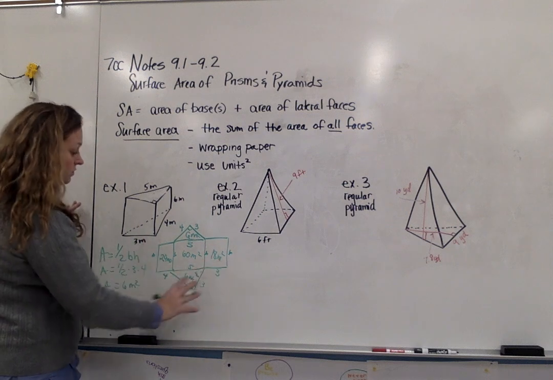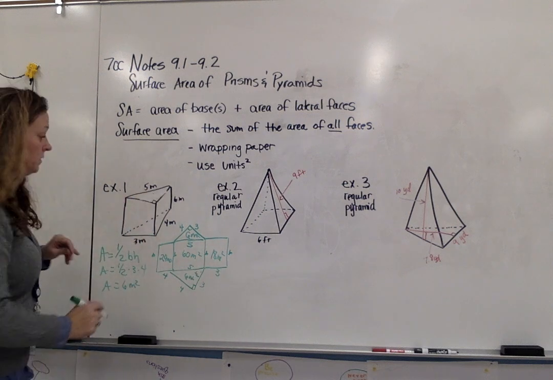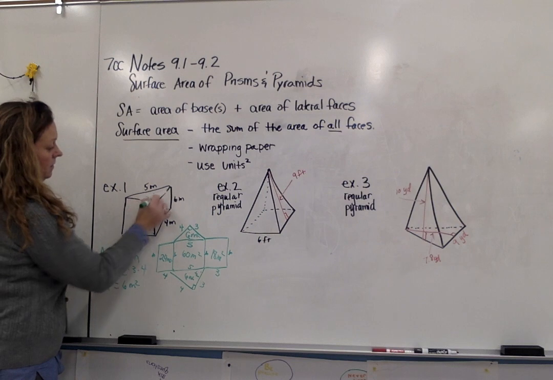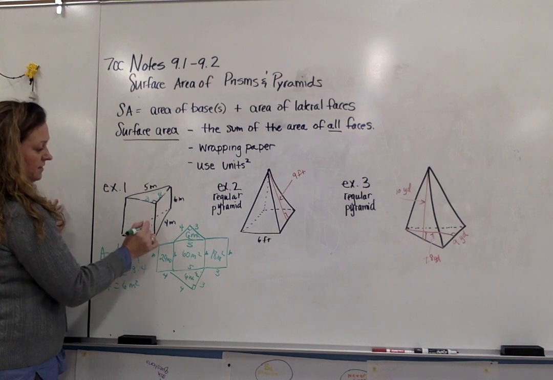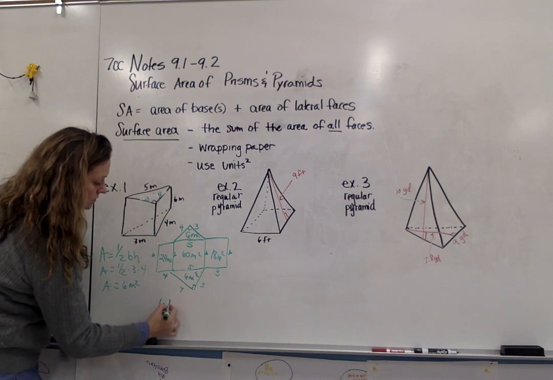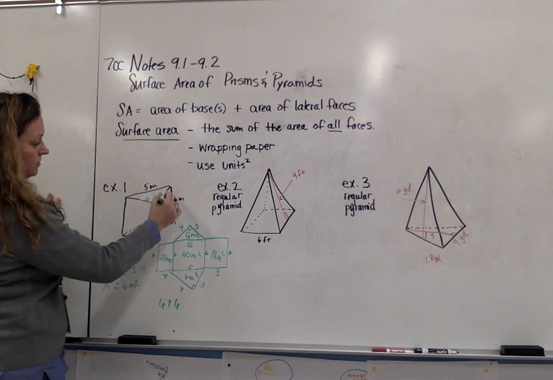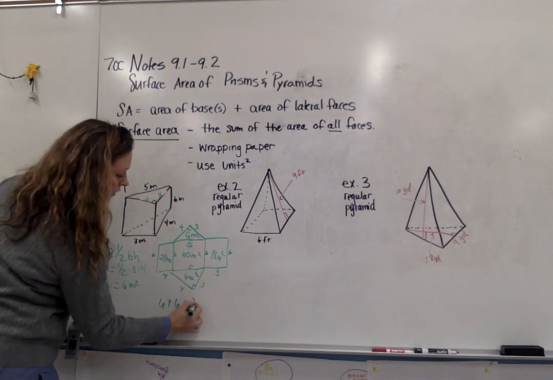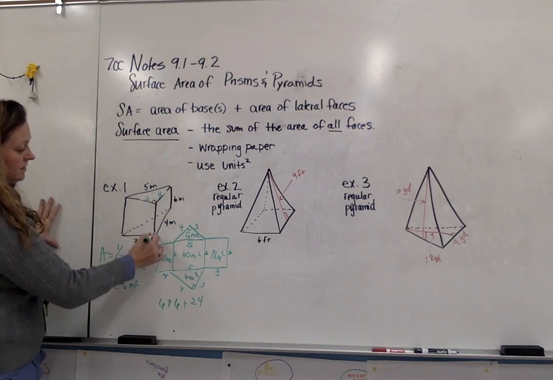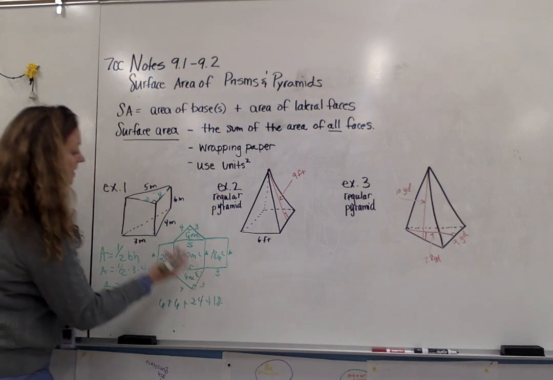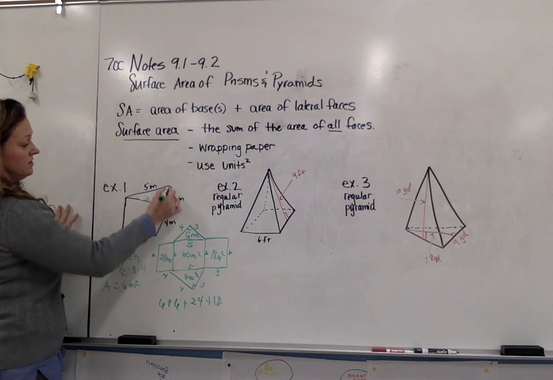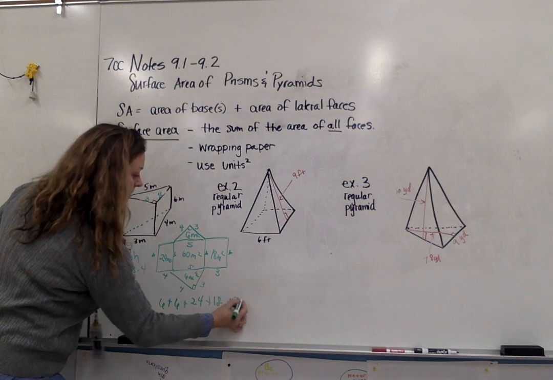If you're not thrilled with the net, you could do it this way. 3 and 4, that's 6. So top and bottom is 6. So 6 plus 6. And then you can see that it's 6 and 4, which is 24. And then I can see 6 and 3, which is 18. And then I have to do the back, which is 6 times 5, which is 30.